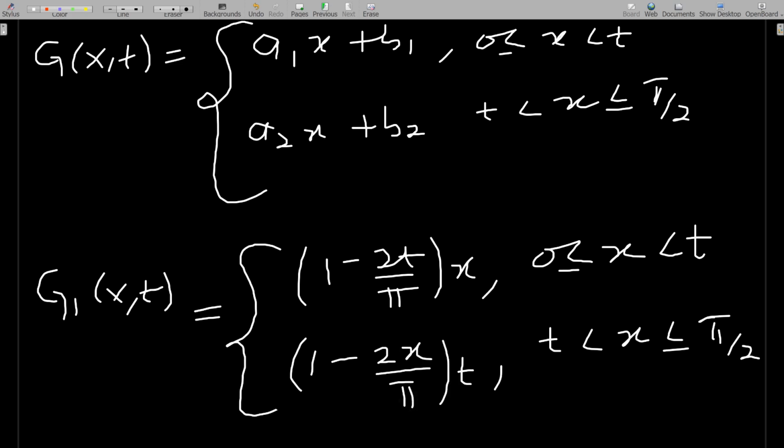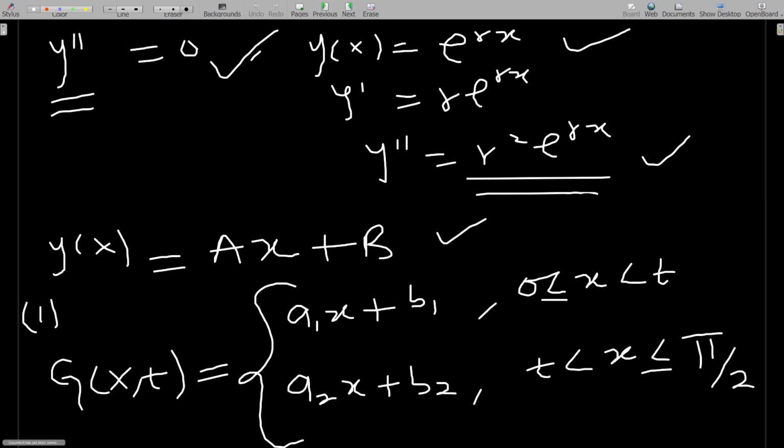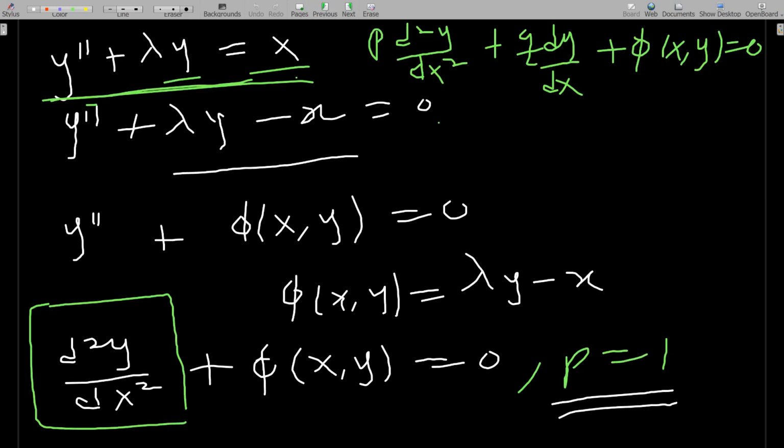With this, we've gotten our Green's function, and I hope you know how we got it. When you want to convert a BVP to an FIE, you make sure that you have your phi as a function of both x and y, and then the remaining part you take as the homogeneous part of the differential equation and you solve it.